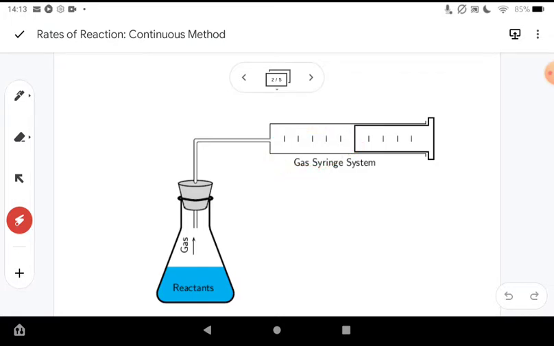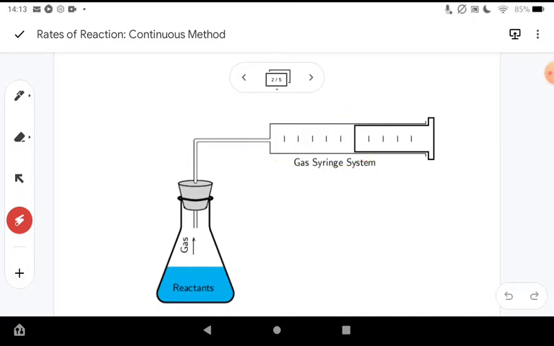Now if you're doing a continuous method, you're going to have a stop clock. And on that stop clock, you will be recording at a regular interval, let's say every 5 seconds, the volume of gas that has been produced.